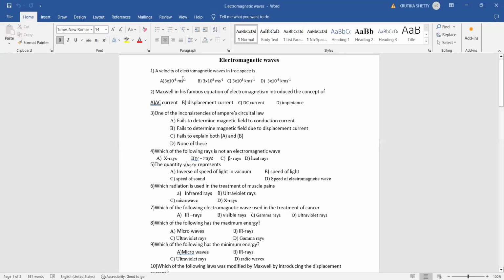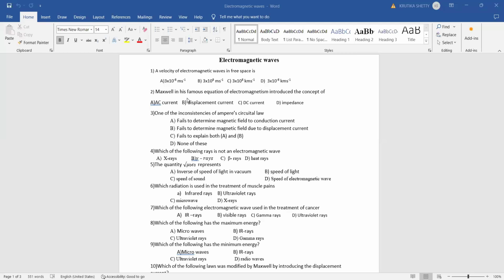Yes, see. So the first question you can see here, students. The first question they're asking, the velocity of electromagnetic waves in free space is. Yes, answers I'm expecting from you. First option 3 into 10 raised to minus 8, 3 into 10 raised to plus 8, 3 into 10 raised to plus 8 but kilometer per second, 3 into 10 raised to minus 8 kilometer per second. So usually what you have, the velocity of light in vacuum, the same value, that is option B is the correct answer. 3 into 10 raised to 8 meter per second.